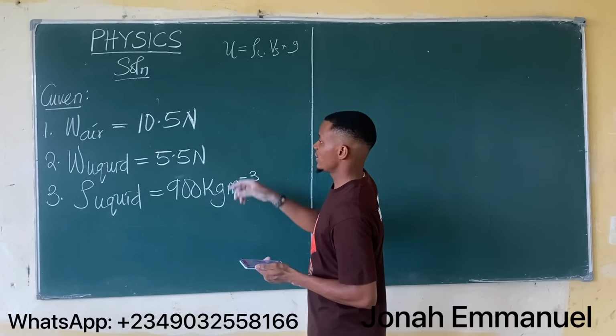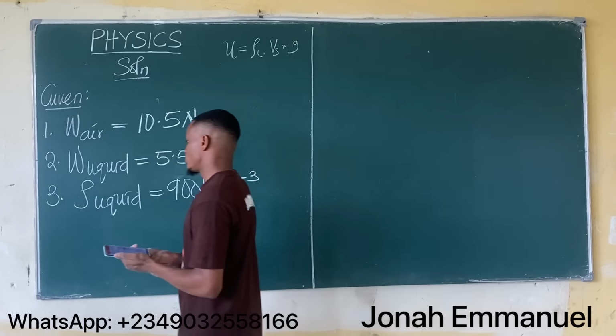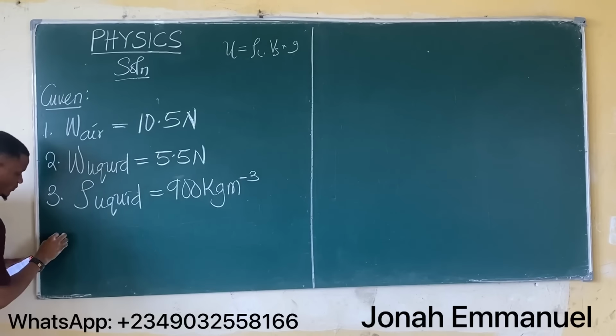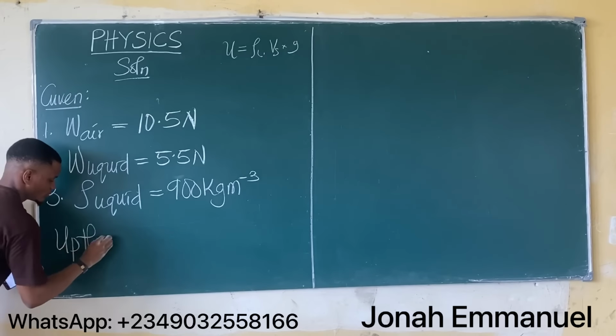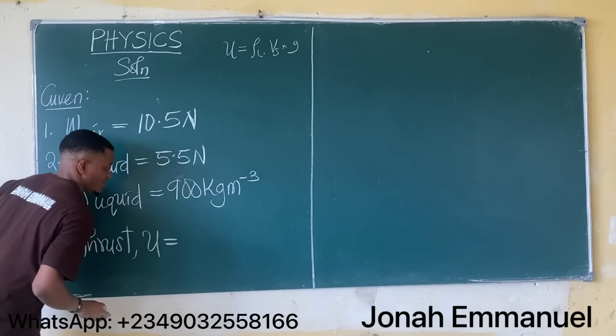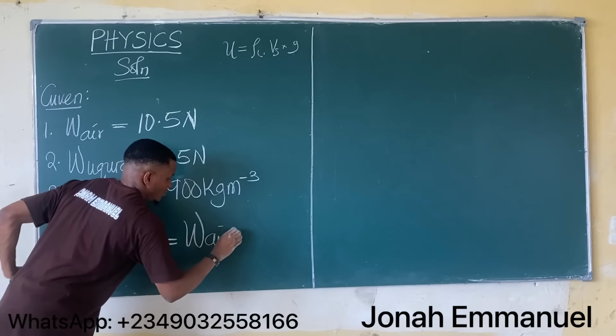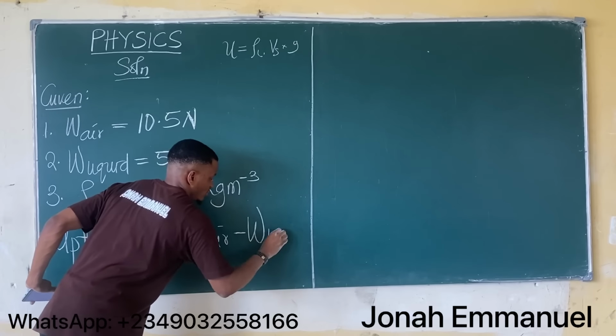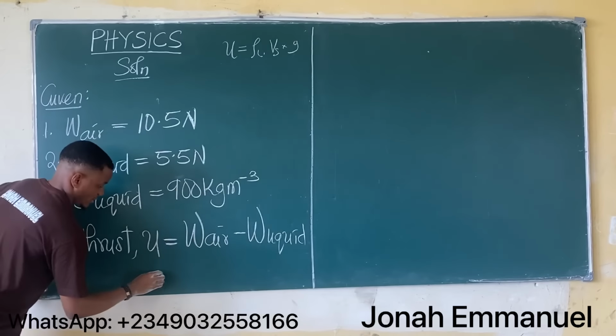So my first task will be to get upthrust first. And we know that upthrust U is equal to weight in air minus weight in liquid. That's equal to weight in air 10.5 minus weight in liquid 5.5. If I subtract this, I have 10.5 minus 5.5 is 5. So upthrust U is equal to 5 Newton.